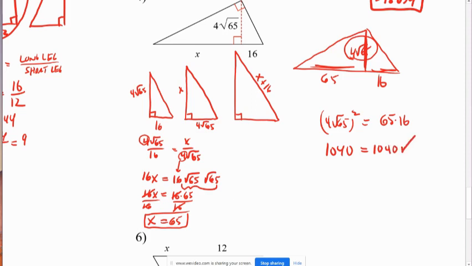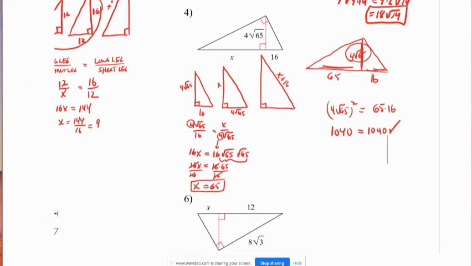So that's just a way we can double check our work and see that the answer that we got is correct. So that's it for today's lesson.